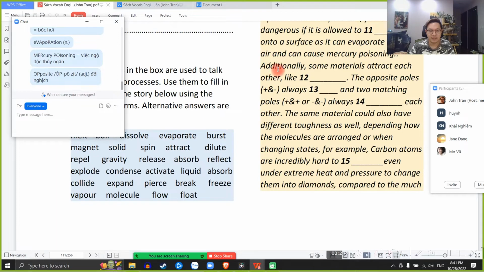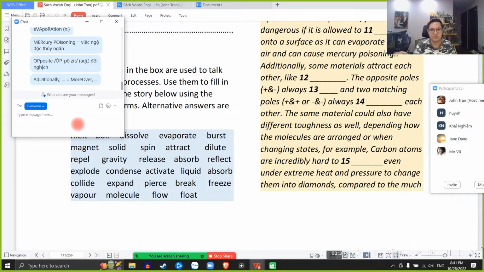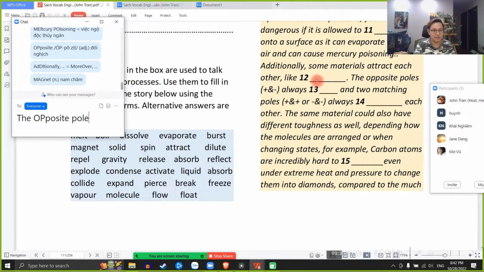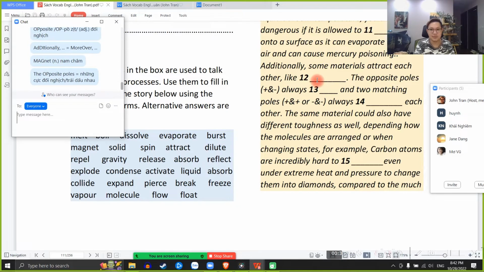Now, additionally, add là thêm vào nè. Additionally là thêm vào nữa. Additionally, it means moreover. Thêm vào đó, thêm vào nữa. Một số cái vật liệu nó lại hấp dẫn nhau, attract each other. Ví dụ như là magnets, như là nam châm chẳng hạn. The opposite poles nó là những cực trái dấu nhau, những cực đối nghịch nhau thì nó always attract each other, nó luôn luôn hấp dẫn nhau thì nó hút nhau.